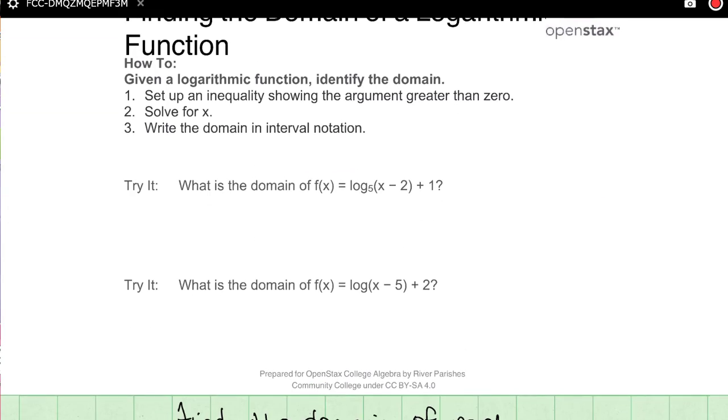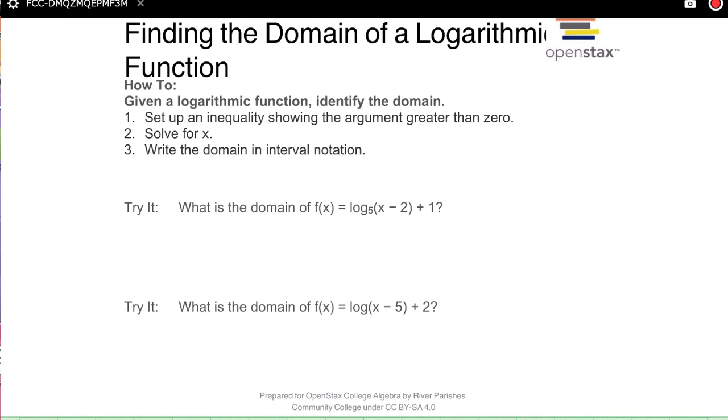So let's talk about the domain of log functions a little bit further. If we're going to find the domain of a log function that is something other than log base b of x, such as these below, like what is the domain of log base 5 of x minus 2 plus 1? What's inside that parenthesis has to be greater than 0. So the first thing you're going to do is set an inequality showing the argument greater than 0, then solve for x and put that in interval notation, and voila, you have the domain. So let's do this one together.